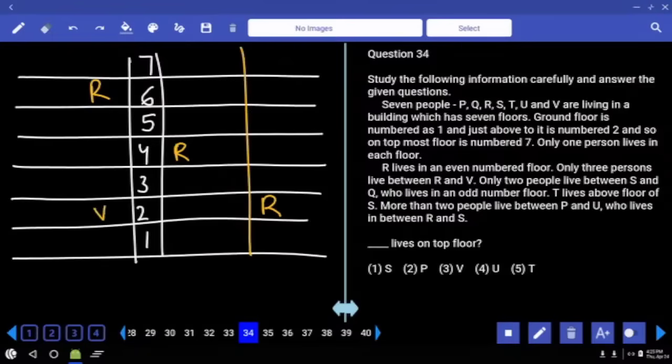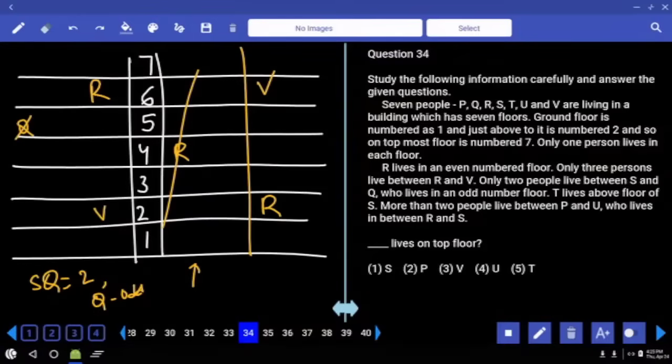Now 3 in between R and V. Here in this case, 3 in between R and V is not possible. Right? This case is ruled out. Then only 2 people between S and Q. Q lives on an odd number floor. Q can be on the 7th floor or the 5th floor. Can Q be on the 5th floor here? No, because 2 persons between Q and S is not possible.